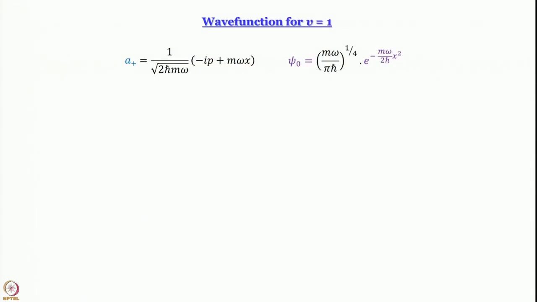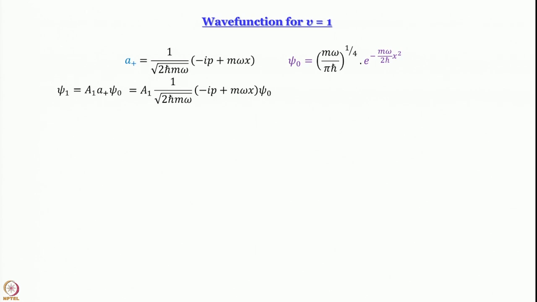So, this is what we are going to use. We know psi 0 already, and we have with us the step up ladder operator A plus. What we will do is, we will make A plus operate on psi 0. So, we are going to get psi 1 as A plus psi 0, but we should not forget the constant A 1, because there is no guarantee that A plus psi 0 is a normalized wave function. So, psi 1, the wave function for v equal to 1, is A 1 multiplied by A plus psi 0. Okay? So far so good, let us get ahead.